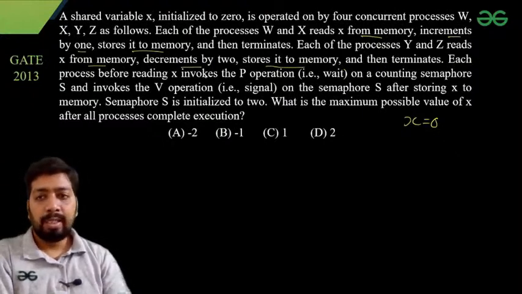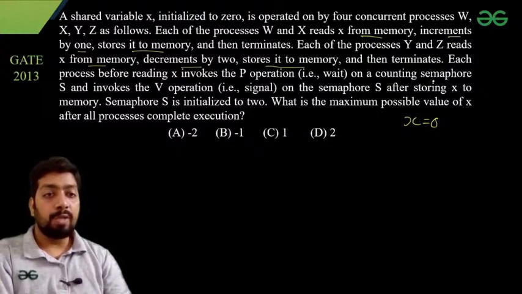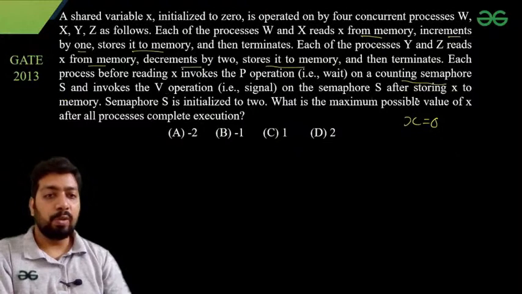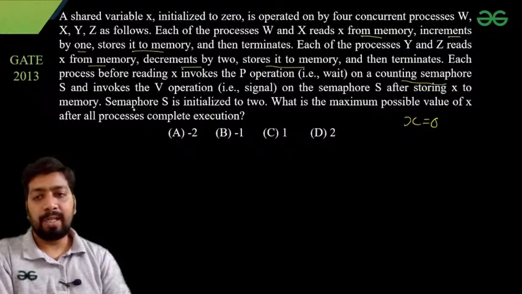That's perfectly fine. Each process, before reading x, invokes the P operation. We know P operation is the wait operation on a counting semaphore. We are not utilizing a binary semaphore here. In the question, it is given as a counting semaphore. That means more than one process can access, depending on the value of the semaphore. V is the signal operation, we know that. And after storing x, the process performs the V operation. That's fine. Now you can see semaphore S is initialized to 2.